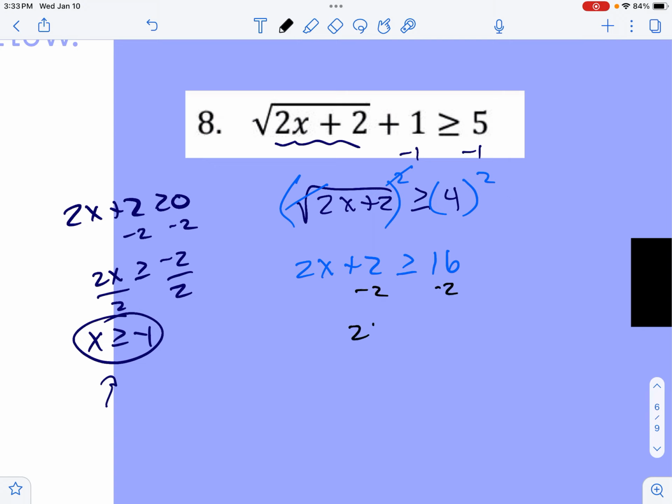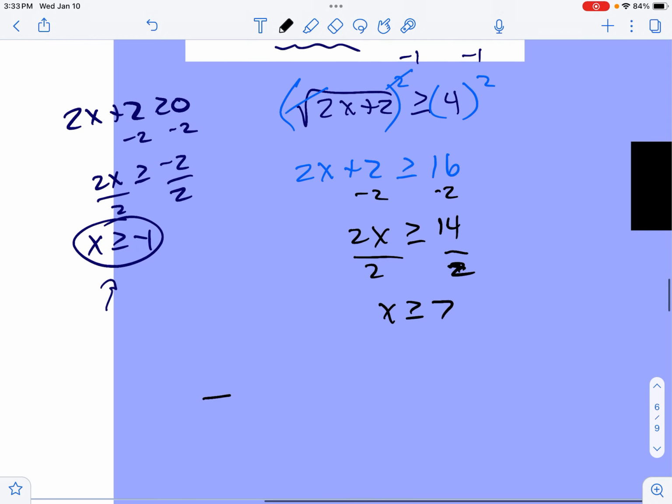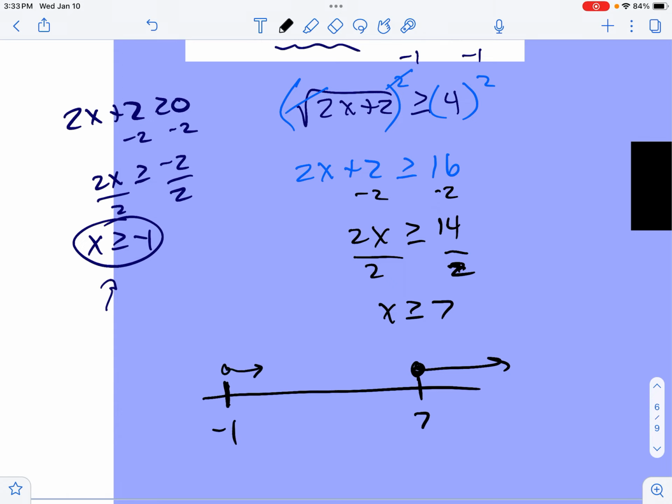Subtract 2, 2x is greater than or equal to 14, and divide by 2, I get x is greater than or equal to 7. Okay, so here's my answer, 7. It's greater than or equal to 7 going this way. My answer has to be greater than or equal to negative 1. Well, and it is. So this isn't technically part of my answer because my answer doesn't kick in until we get to 7, but it is greater than negative 1, so that's fine.